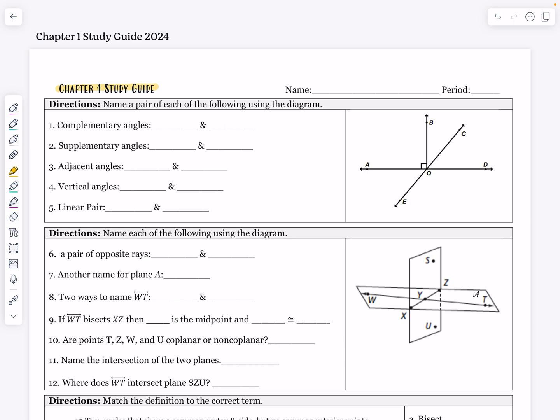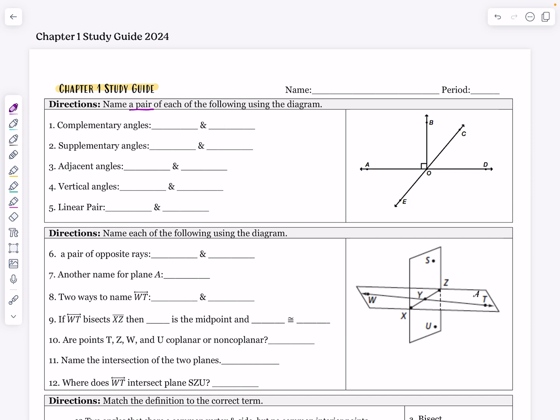We're going to get started on the very first section, and we will just break this up as we go. The first set of directions says to name a pair of each of the following using the diagram. This just implies you only have to name one pair. There might be more than one that exists, there might not be, but you only have to give one example.